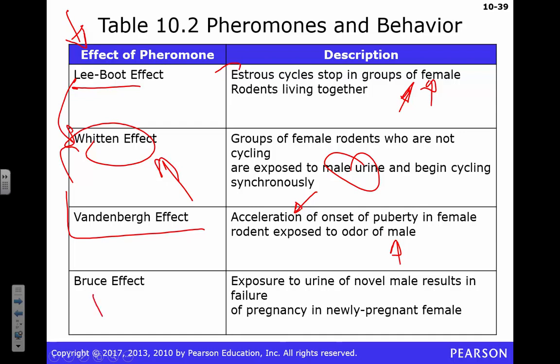The fourth effect here is the Bruce effect, which is when if there is a pregnant female mouse, she will actually abort that pregnancy spontaneously if you expose her to the urine of a new male mouse. And that makes a lot of sense if you're a mouse.